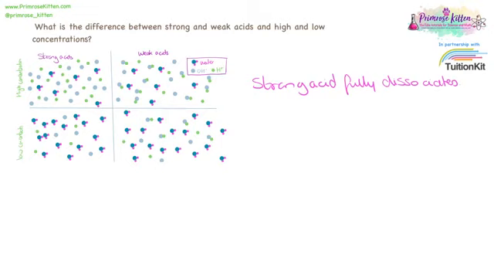Whereas if we look at our weak acids, we can see some of them are still together and some of them have dissociated. So weak acids partially dissociate.